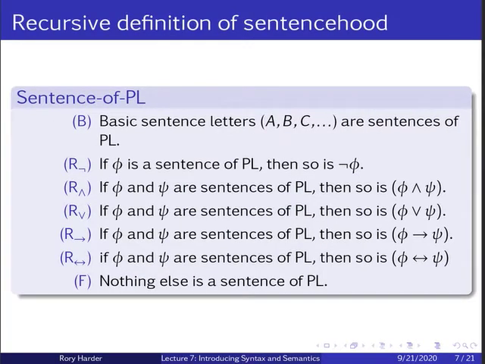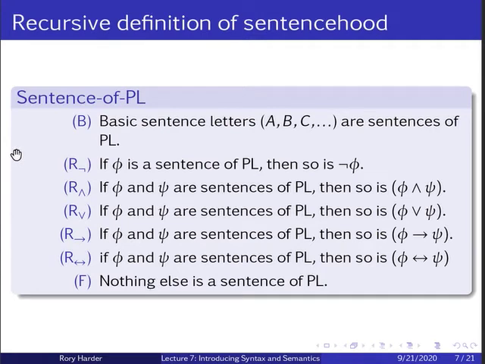The second rule of ours for constructing sentences is as follows. If phi is a sentence of our language PL, then so is not phi. Now, the immediate question you might have is, why am I using this fancy Greek letter phi? Well, the reason is precisely because this definition of what it means for something to be a sentence of propositional logic is a recursive definition.